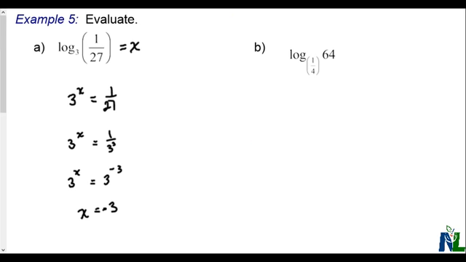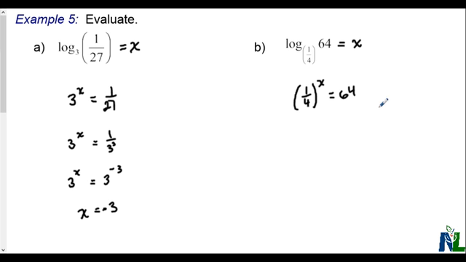Looking at the second example, I've got log base quarter, or 1/4, of 64. I'm going to take the same procedure and apply it to this, say equal to x. And now I'm going to say 1/4, which I'll put in brackets, to the exponent x equals 64.